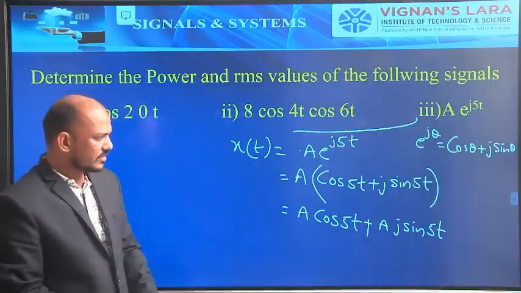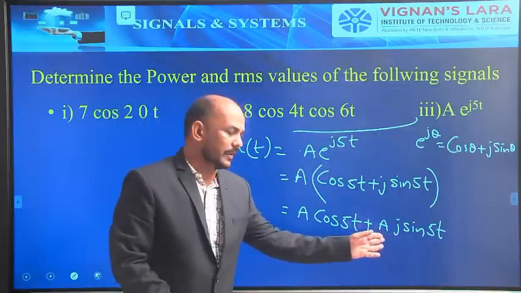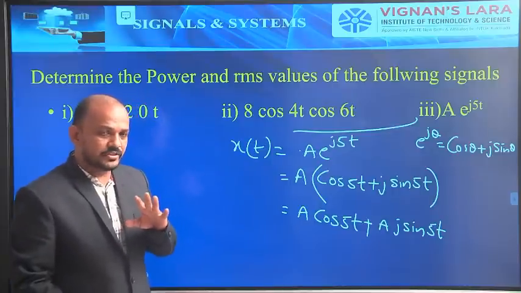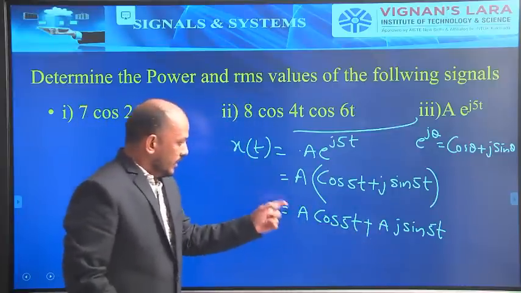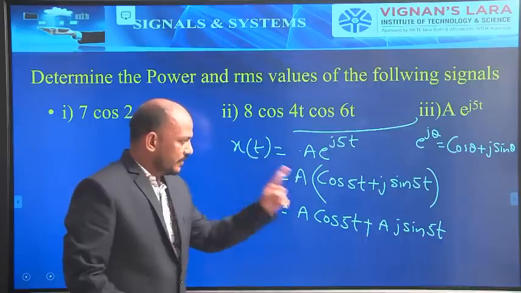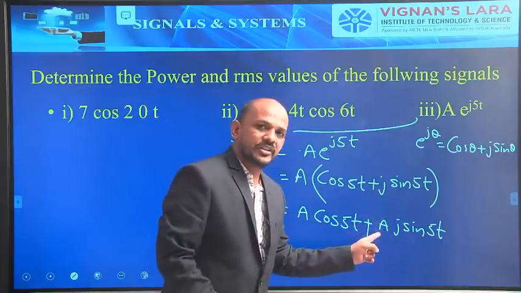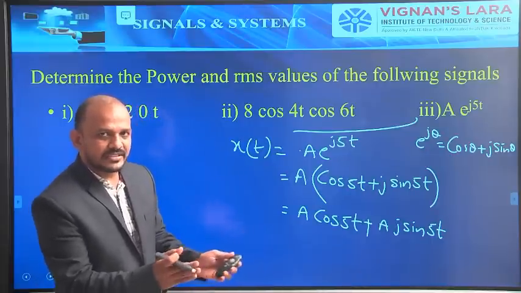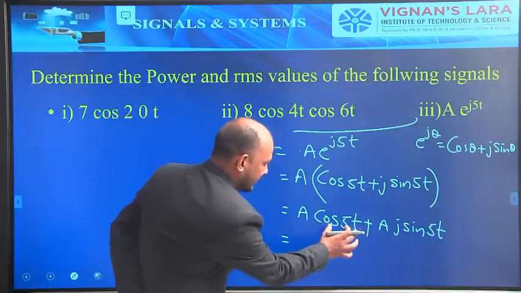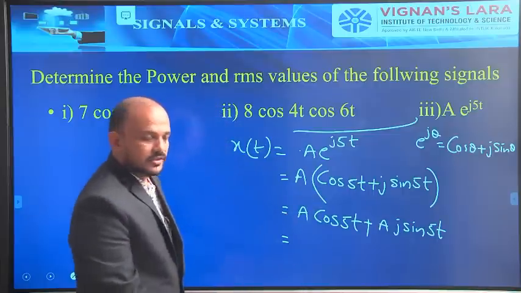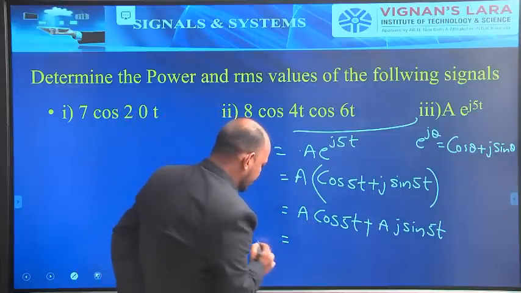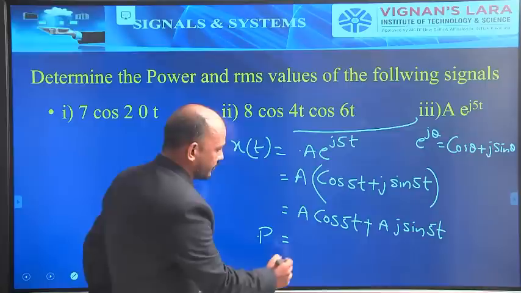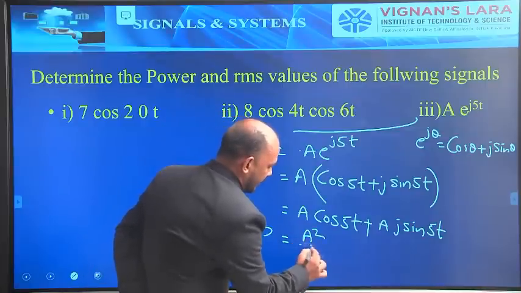This is the real signal, and this is an imaginary signal. But whether real part or imaginary part, for this signal the amplitude is A, and for this signal also the amplitude is A. For calculating the power, we have to consider them separately. Separately, this is a sinusoidal signal with amplitude A. So the power of the signal is A square by 2.